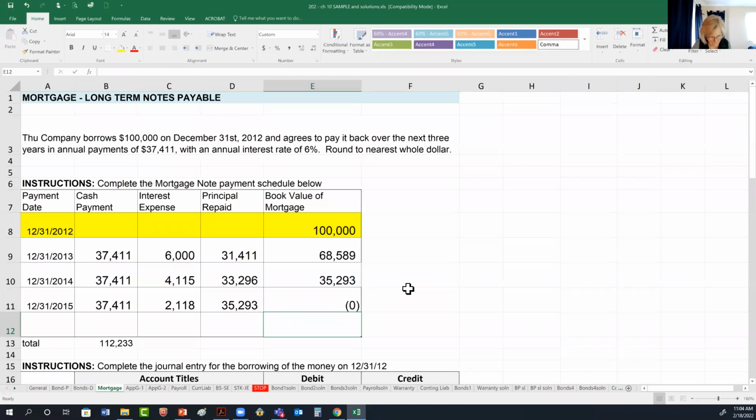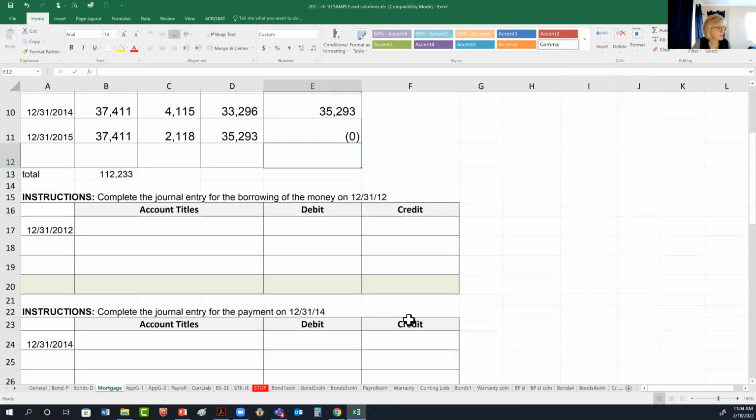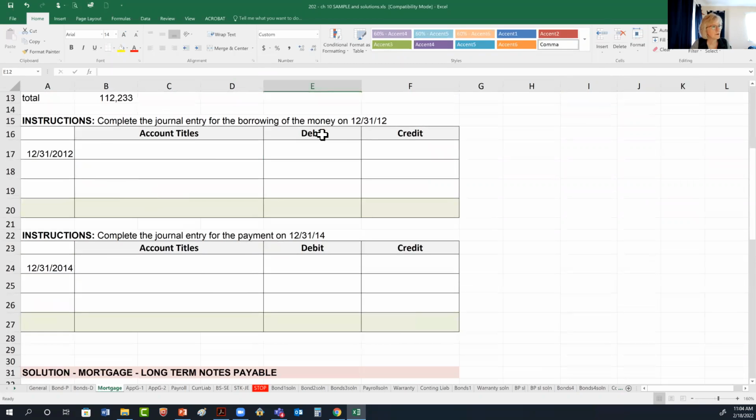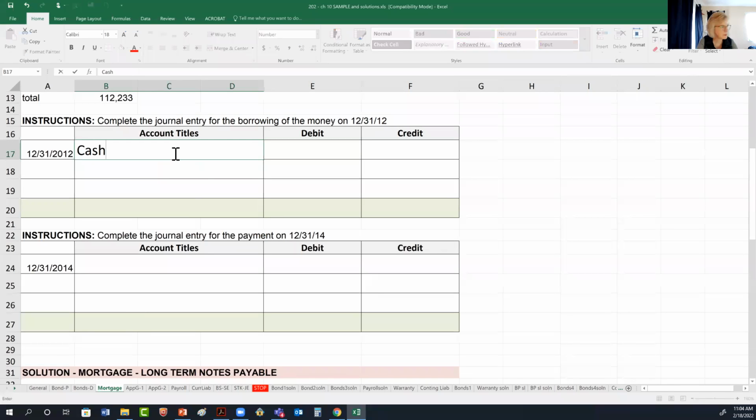Okay. All right. So JR is asking, what are the journal entries for that? Okay, so complete the journal entry for borrowing the money the first year. What's the journal entry to borrow $100,000 for a company? Anybody get this one? Throw it in the chat if you did. Is it like, so you debit cash for 100,000 and then credit note payable? You can do that, Julie.